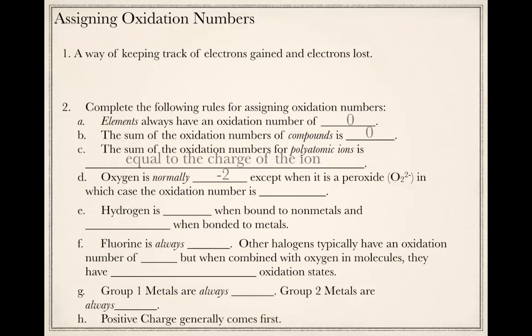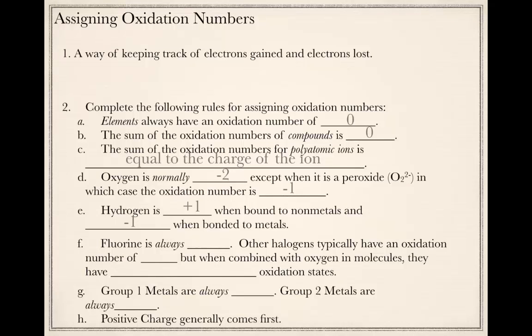Of course, there's an exception. When you have peroxide, which is O2 with a 2- charge, then the oxidation number will be -1. When hydrogen is bound to nonmetals, remember nonmetals have a negative charge, its oxidation number is going to be +1, while when it's bound to metals, it's actually not going to be hydrogen, it's going to be hydride. It's going to have a negative charge. Its oxidation number is going to be -1.